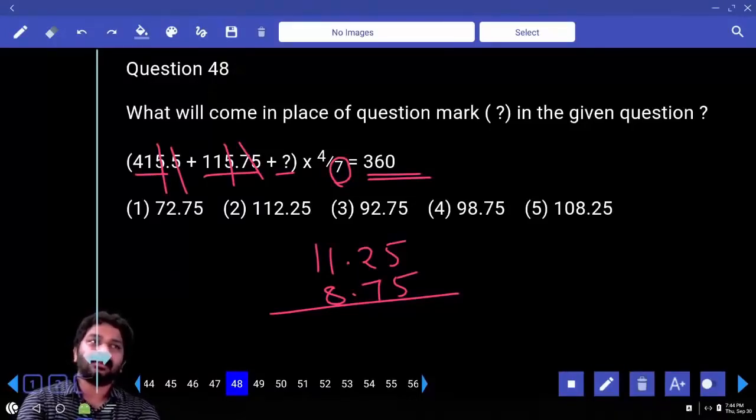Did you understand? Come on. On the right hand side clearly there is a multiple of 10. On the left hand side, the numbers inside the bracket, when you add them, become 11.25. To that we have to add 8.75.